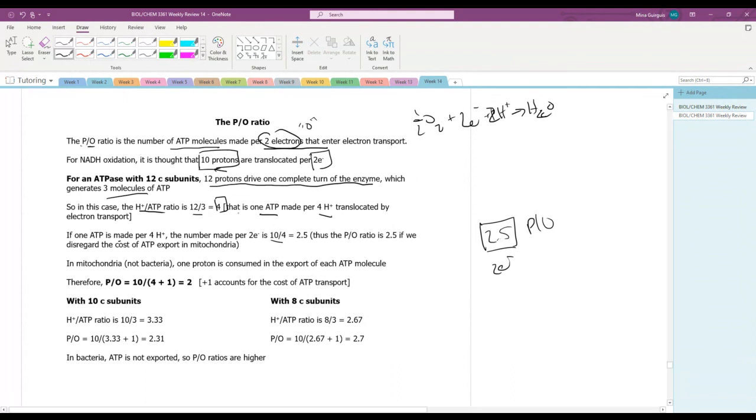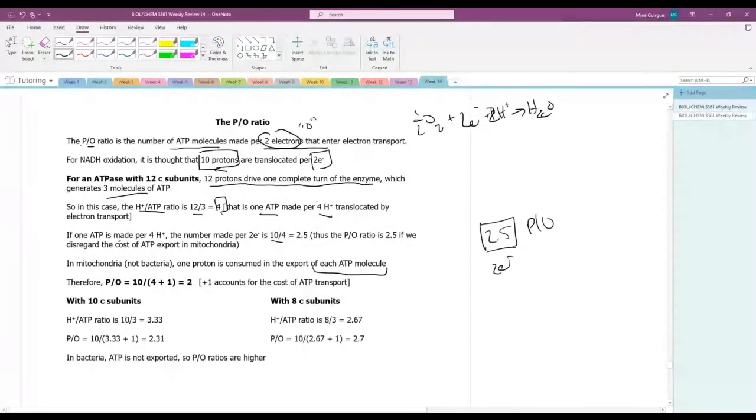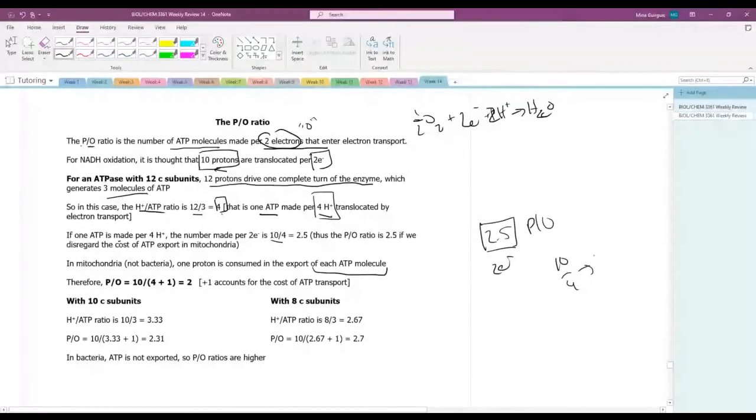Okay, so in the mitochondria, one proton is consumed in the export of each ATP molecule. So now it doesn't just take 4 protons to make 1 ATP, it takes 5, okay? So now it's not 10 over 4, it's 10 over 5, which means 2. So 2.5 is an acceptable answer for the P to O ratio. 2 is the more complete answer because it accounts for the cost of transport, or export in this case, all right?